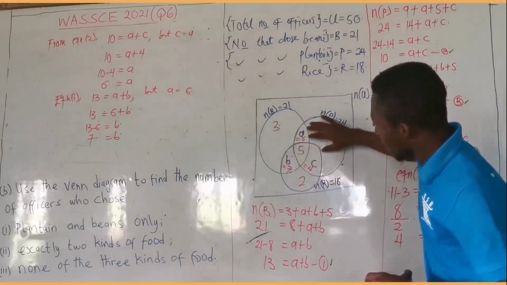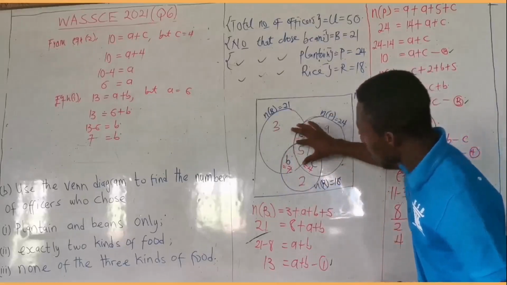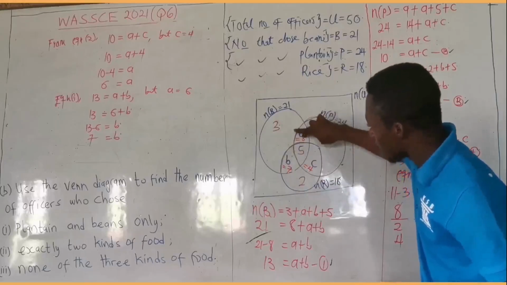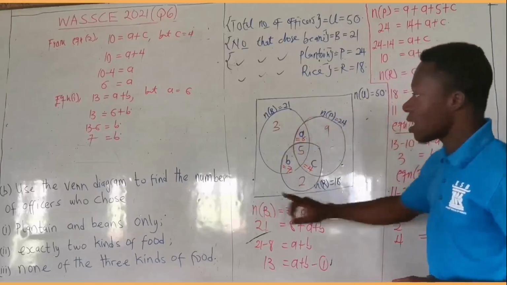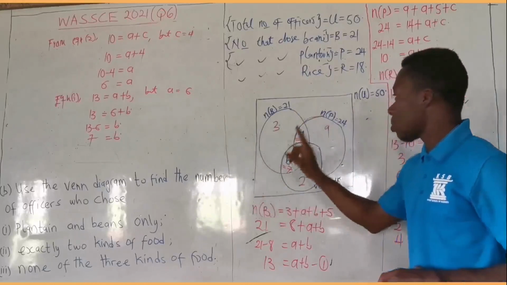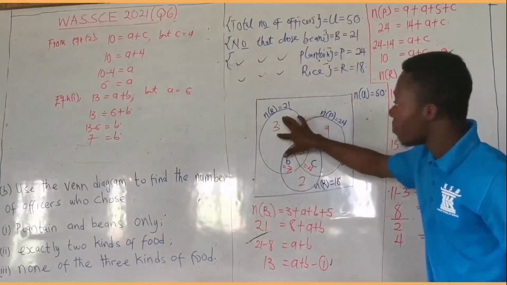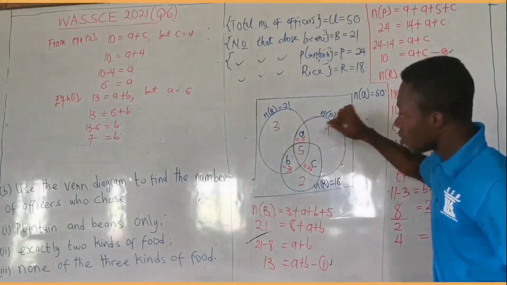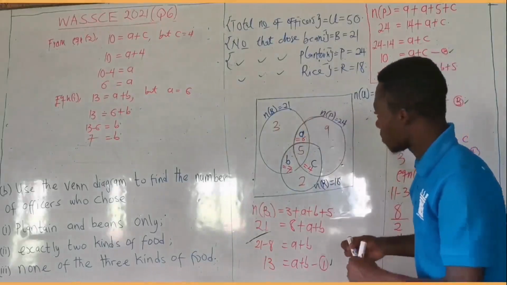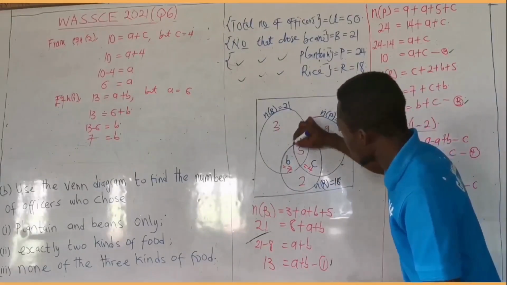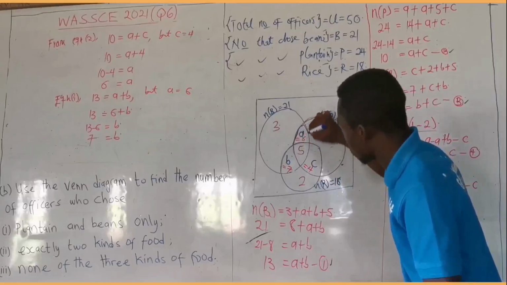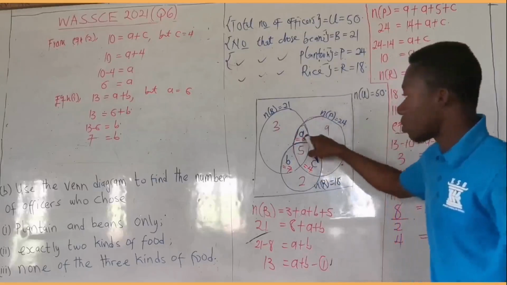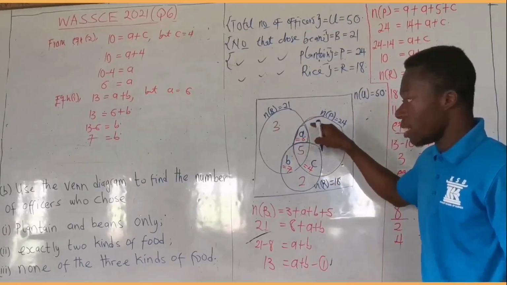So once the rice presentation is out, we are left with this part and this, right? But it says that it is for plantain and beans only. And it cannot be beans only, neither can it be plantain only. So it's certain that it's going to be just this region. That's where the person is going to be. And that is 6. I believe that is clear.